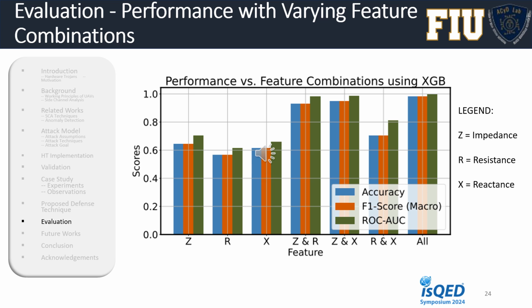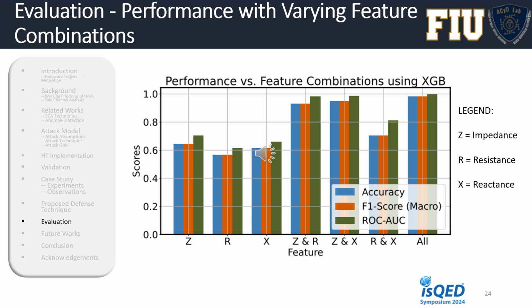For our third question, we have the performance with varying feature combinations. So we tried the different parameters that we gathered using the vector network analyzer, and we input them into the machine learning module to try to see which ones provided the highest accuracy, F1 score, and ROC scores. As you could see, when we only have, for example, the impedance, it's not as high as compared to when we have the impedance and the resistance being considered as well.